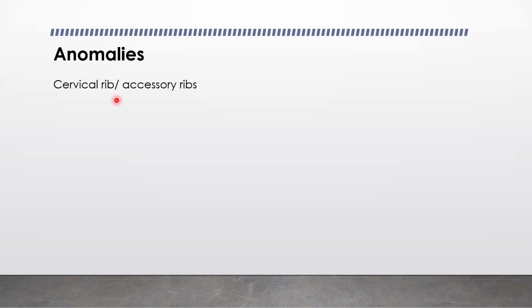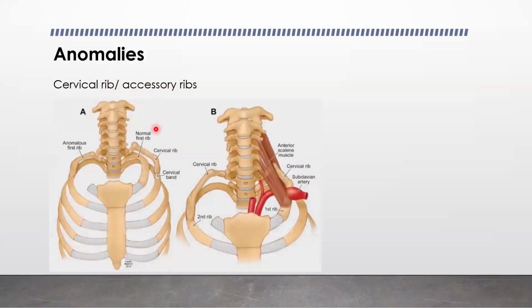They are asymptomatic, as long as they're not compressing anything. It's not like the cervical ribs, which will compress the brachial plexus. At this point we can appreciate the presence of cervical ribs here, and cervical ribs compressing the subclavian artery. Some of them will compress the brachial plexus.